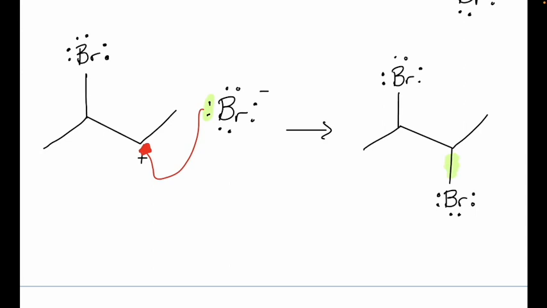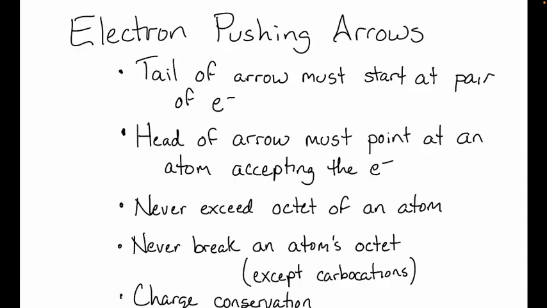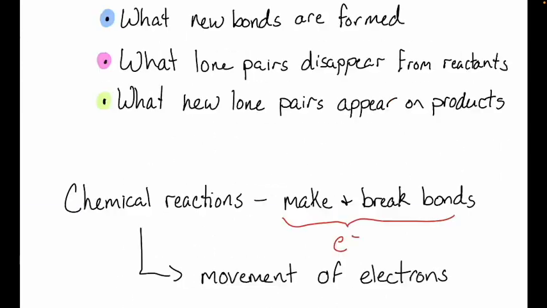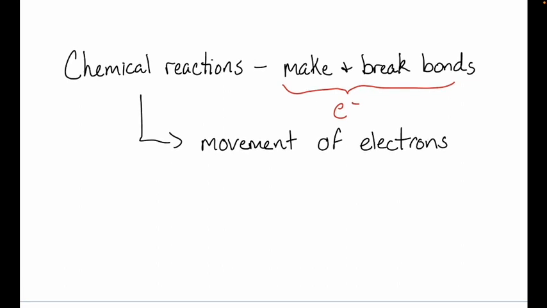Okay? Cool. Bottom line is we learned about these electron pushing arrows and why they're going to be super important, because in organic chemistry, what we care about is chemical reactions, and chemical reactions are about making and breaking bonds. Bonds are made of electrons, right? So when we talk about chemical reactions, really what we're talking about is the movement of electrons, and that's what we can illustrate using those electron pushing arrows.